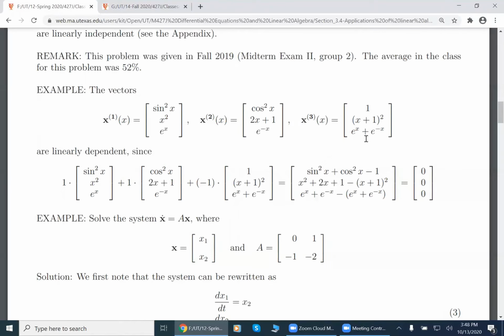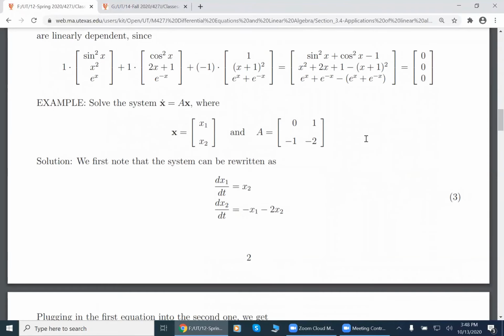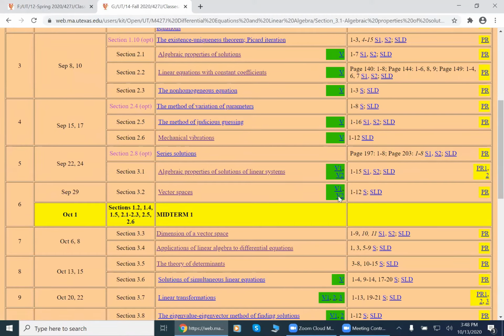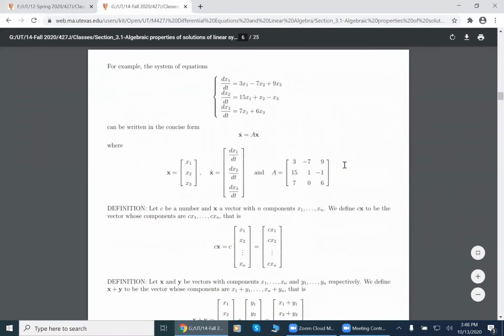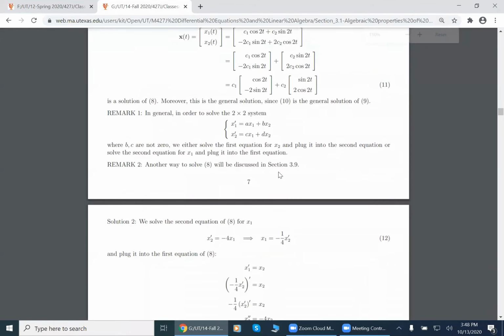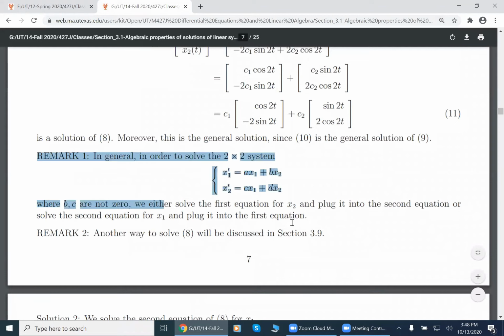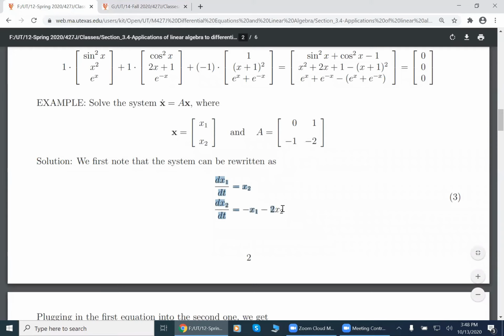All right. Now, let us go back to 2x2 systems of differential equations. We discussed these systems in section 3.1. Over here, if you look at the remark, this remark tells us how to solve any such system. Either we solve equation number 1 for x2 and plug into the second equation, or solve equation number 2 for x1 and plug into the first equation. This is exactly what we do here.